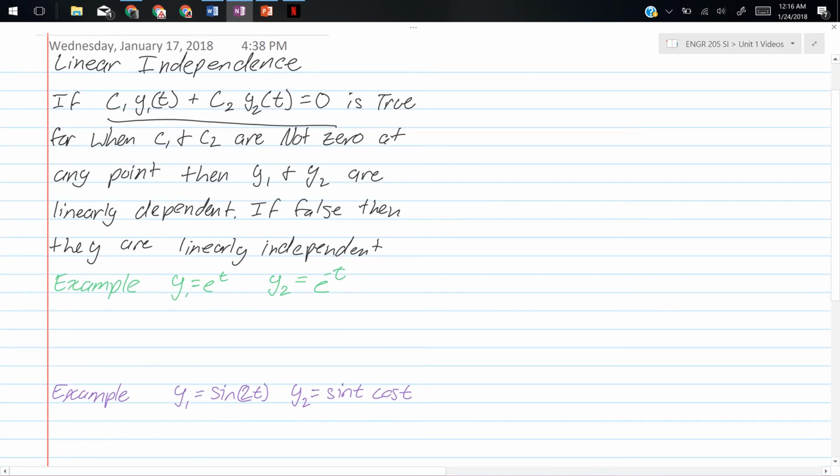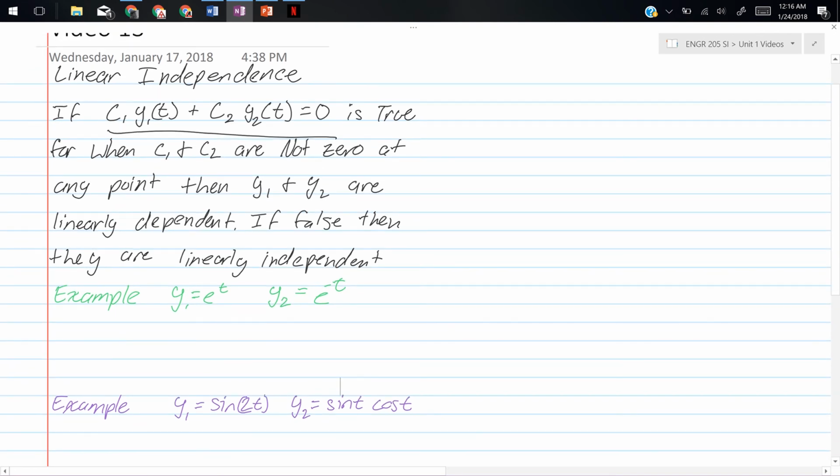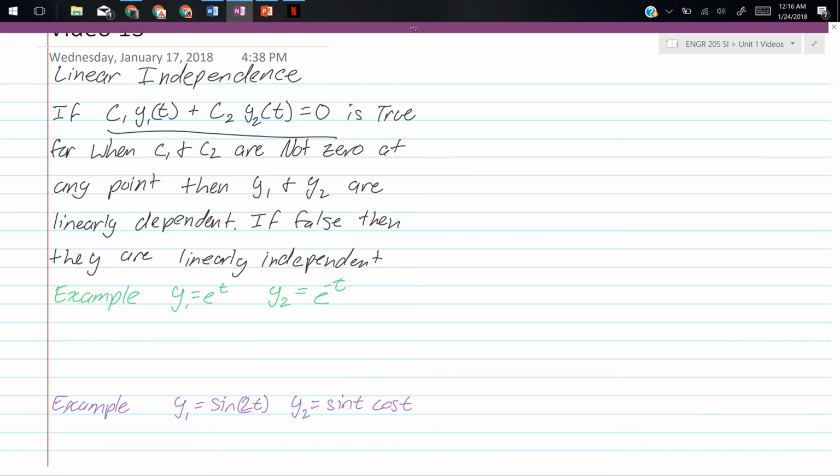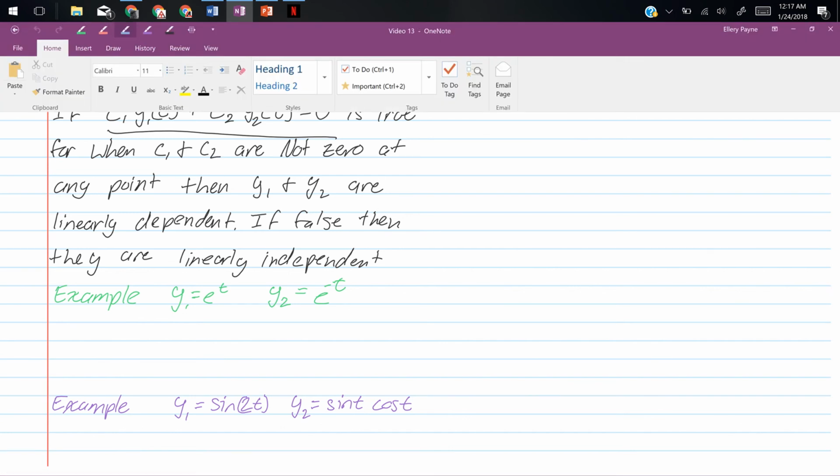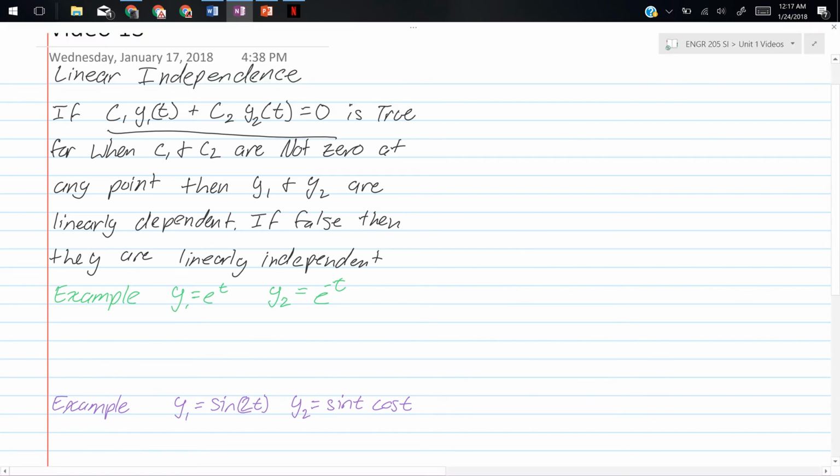So I'm just going to go ahead and jump into an example. For this first one, we have to plug it into this equation I have underlined up here, which is c1 y1(t) plus c2 y2(t) equals 0. If I can get my pen, there we go. And we're going to plug that in for our y1 and y2 here.